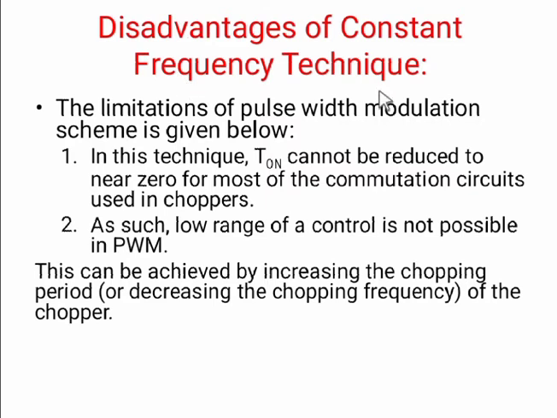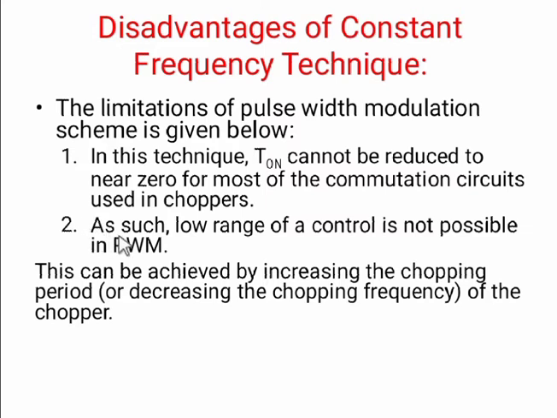Disadvantages of the constant frequency technique. The limitation of the pulse width modulation scheme is that T on cannot be reduced to near zero for most of the commutation circuits used in the chopper. So in constant frequency we can change the T on time, but T on cannot be reduced to zero or nearer to zero. This is a disadvantage of the constant frequency technique.